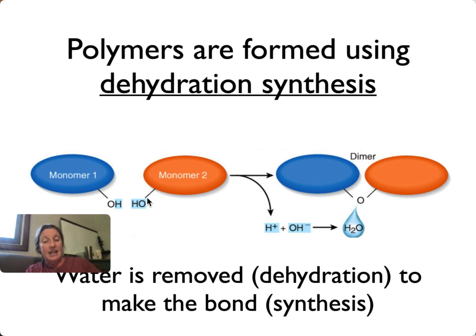Now this leaves this carbon without anything to bond with, and it leaves this oxygen without anything to bond with. So because they're sitting next to each other, they form a bond together. So now we have a dimer, or two monomers that are joined together with this oxygen. Okay, so that's dehydration synthesis.